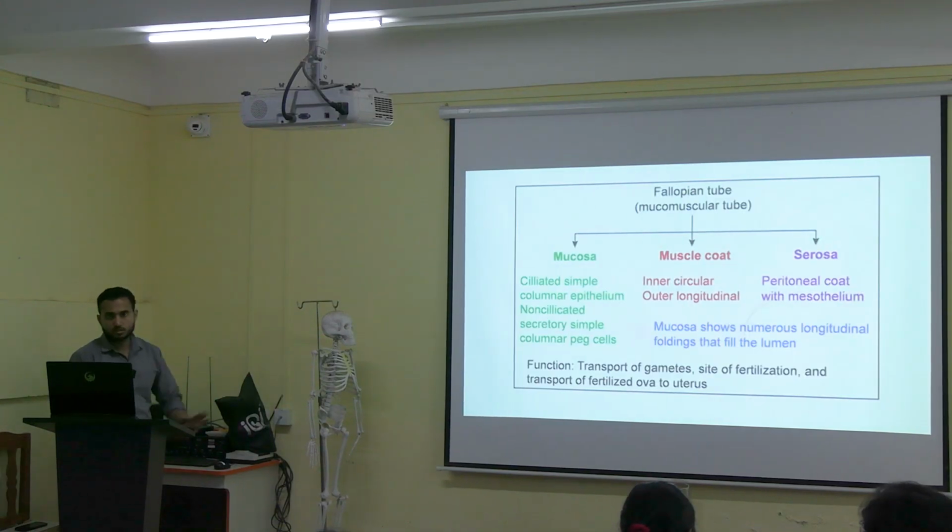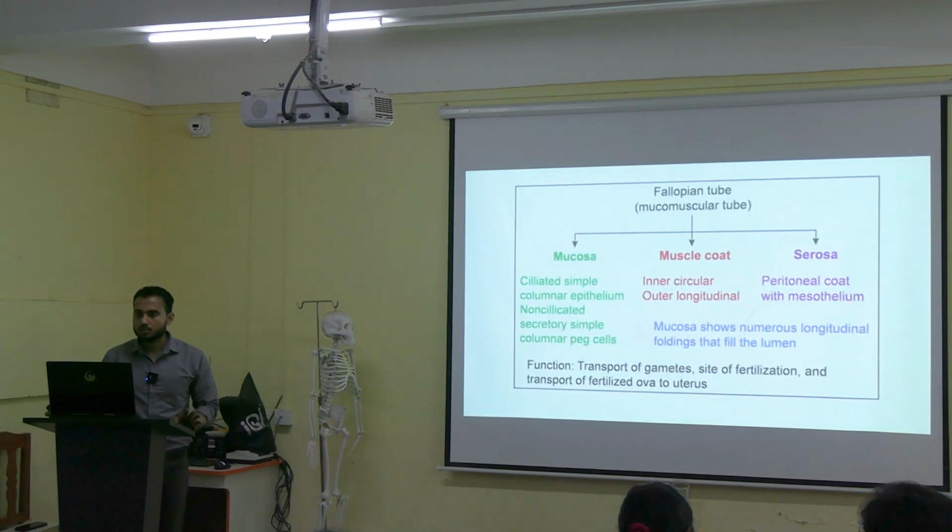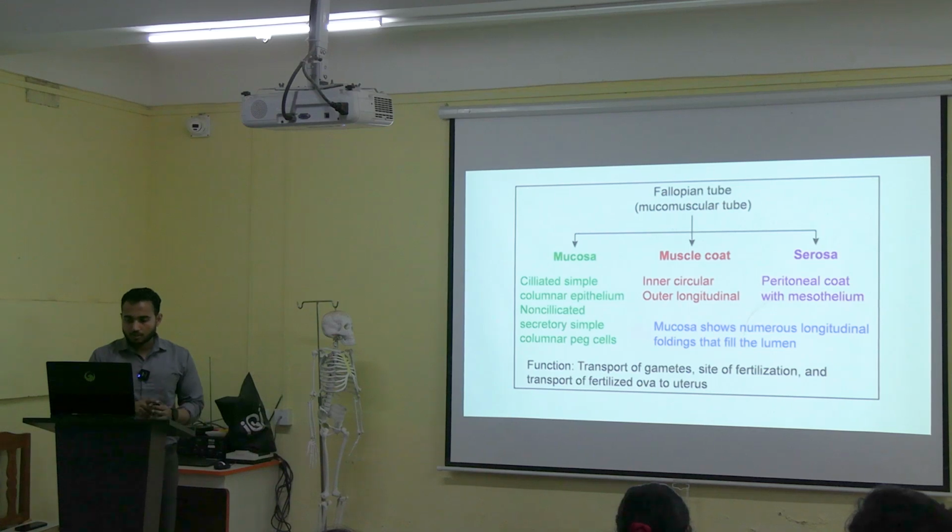Last is the fallopian tube. So in the female reproductive system, first we studied the ovary. After that we studied the uterus. Along with the uterus we also studied the cervix. Okay, what is the last? The fallopian tube.